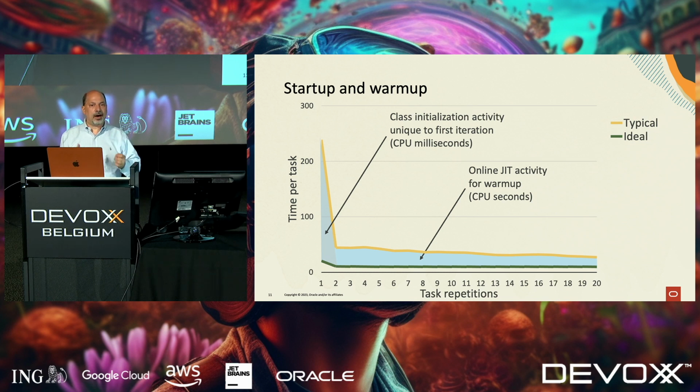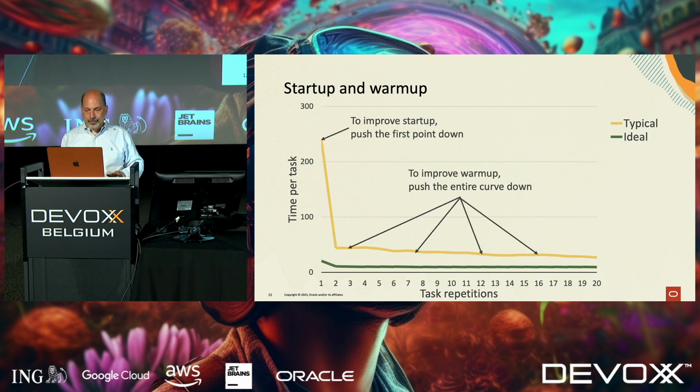for identifying hot classes, compiling hot classes, and it's going to take a certain amount of time for the hot code to all be compiled, which is what warm-up basically means. So startup tends to be a very short-lived thing. Warm-up tends to be a longer-lived thing. So if we want to improve startup and warm-up, what do we have to do? Well, we have to find a way to push the first point down if we're looking to optimize startup, and to push the whole curve down if we're looking to optimize warm-up.